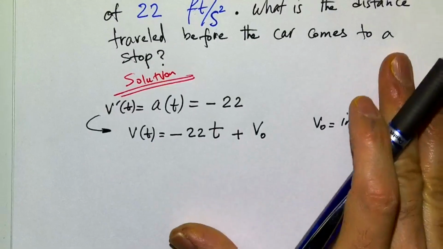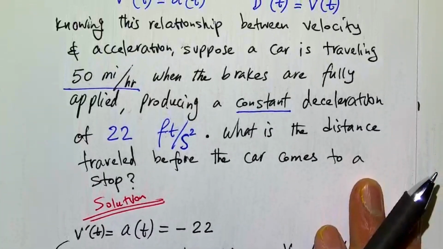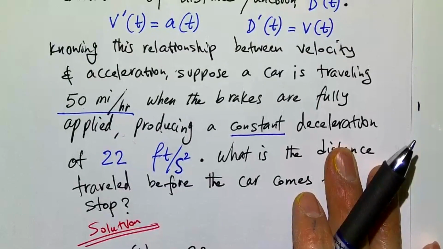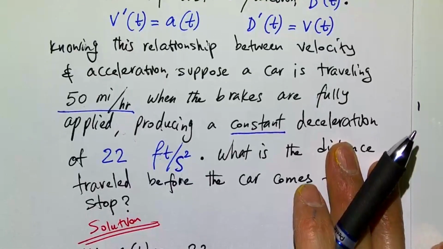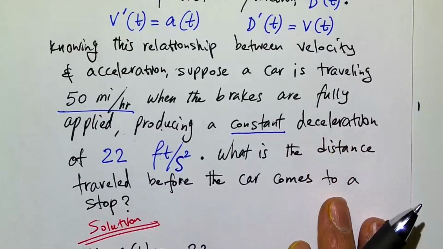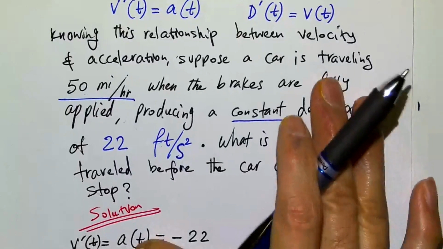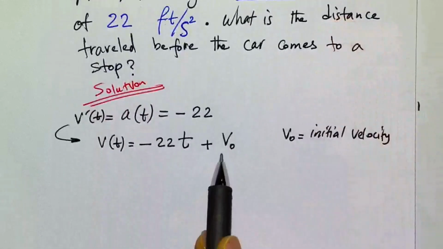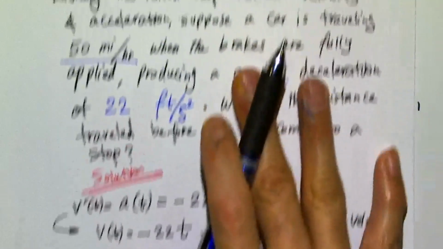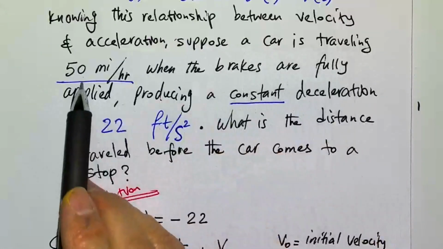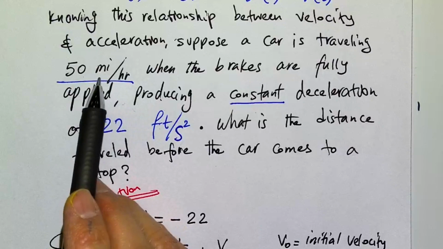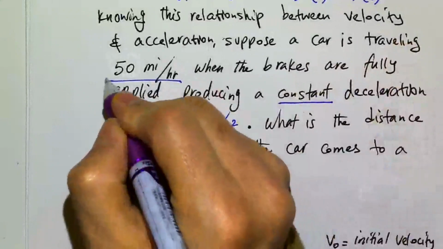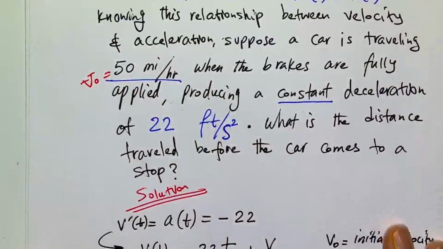Then we were told that, let's see, were we given that? So we were given something for initial velocity. Oh yeah, we have that. Great. So we can calculate this easily, but we do have to do, so suppose a car is traveling at 50 miles per hour. So we need to convert that. This is our v naught, okay?